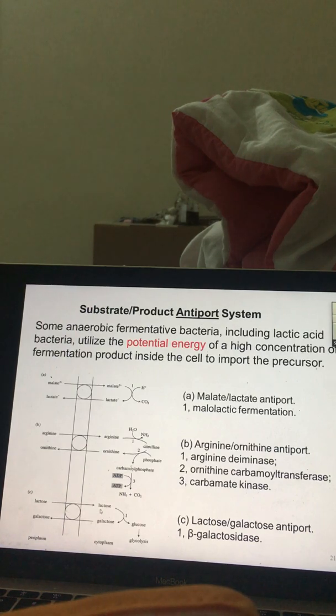Here is your glucose galactose system, which could be used as an example for the antiport system, where lactose is brought in, and using the beta galactosidase, you break it down to glucose and galactose. The buildup of galactose will be the driving force for expulsion of galactose from the cell, and more lactose being brought in to go into glycolysis.